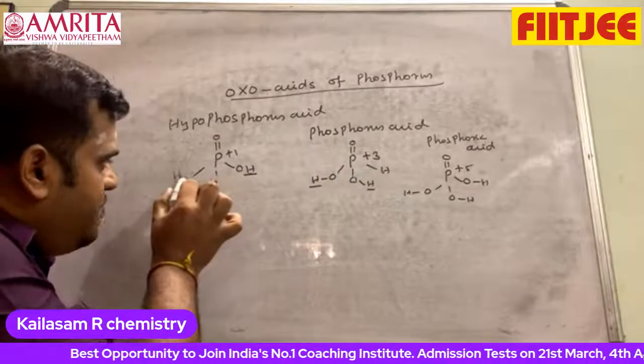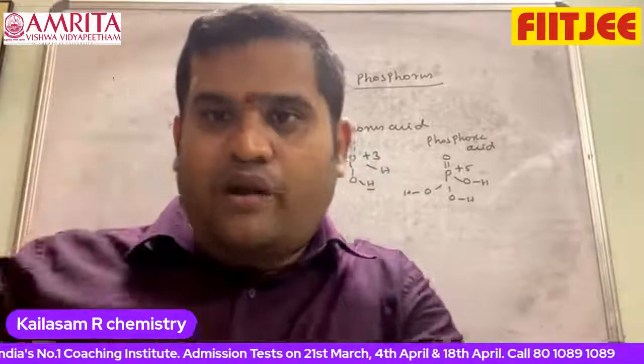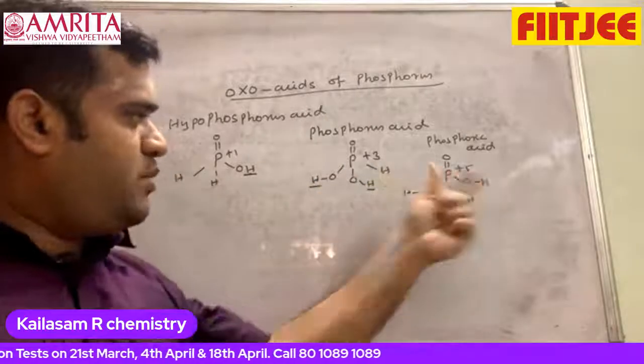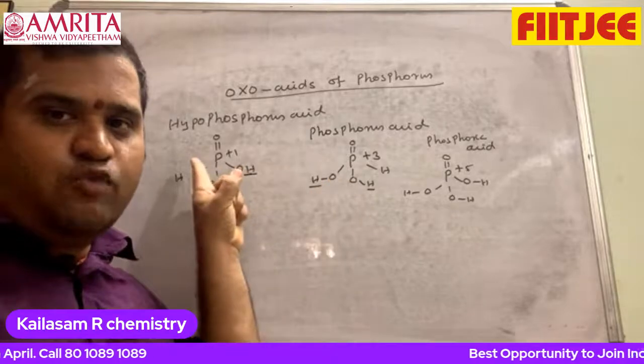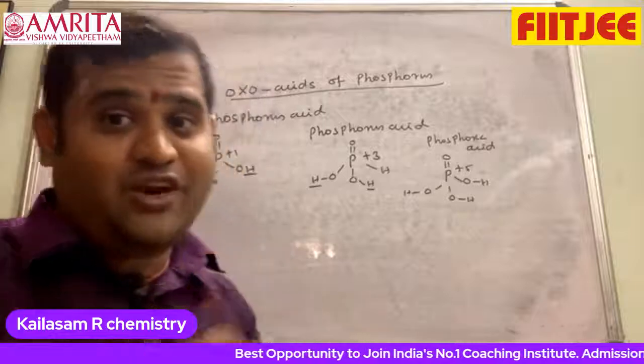Now the first two are very good reducing agents. Why? Here I have two P-H bonds, here one P-H bond. Anything that has P-H bonds is a very good reducing agent. Here there are no P-H bonds. Therefore this is tribasic, non-reducing; this is dibasic, mild reducing; this is monobasic, strong reducing agent. That's all. This is the logic of inorganic chemistry.